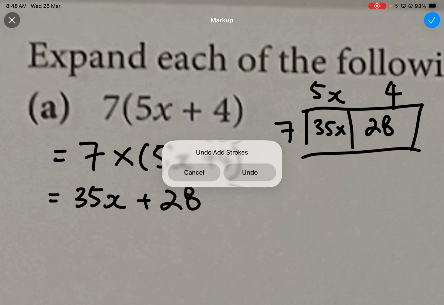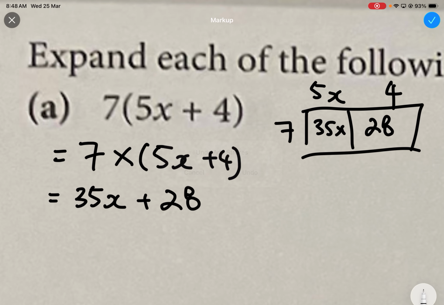Negative 3a will multiply positive 8x to give you negative 24ax. Negative 5a will multiply 2x, negative 10ax. Negative 5a multiply negative 9y. Negative times negative become positive. Okay? 9 times 5, 45ay.